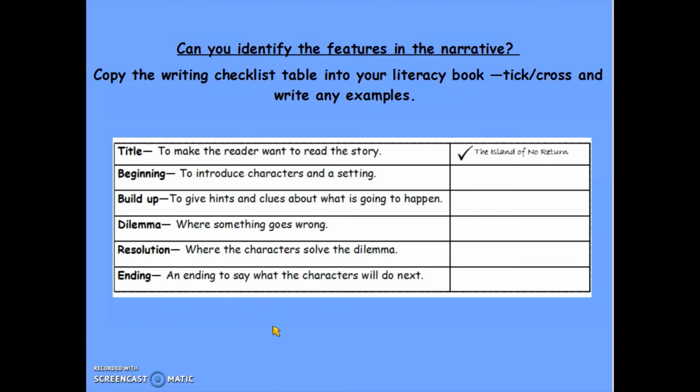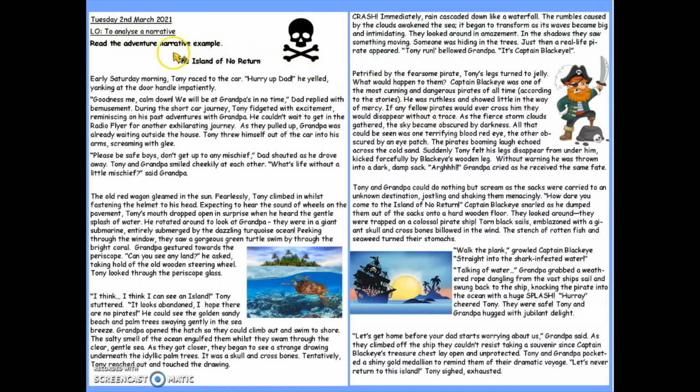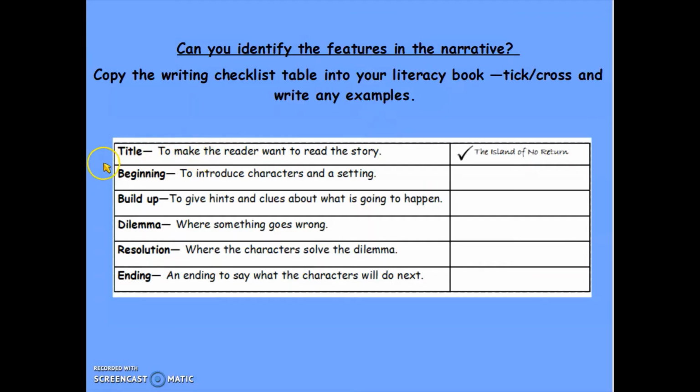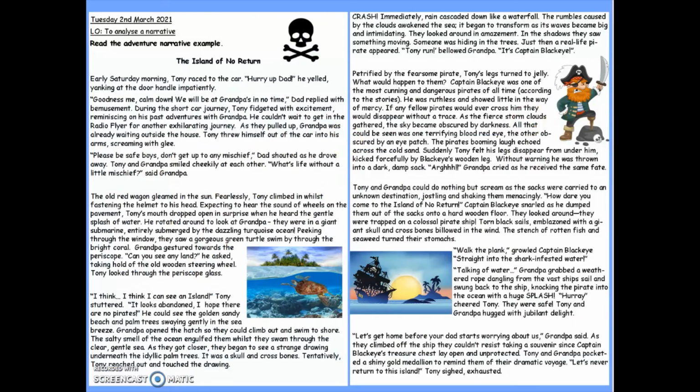We know that there's a title. Our title was The Island of No Return. There was the beginning of the story, which introduced the characters and setting. So it introduced Tony, Dad, and Grandpa. And then there was a setting description of an island.